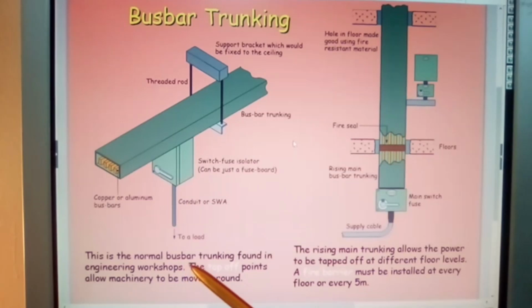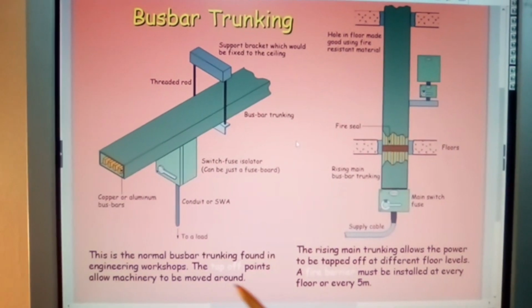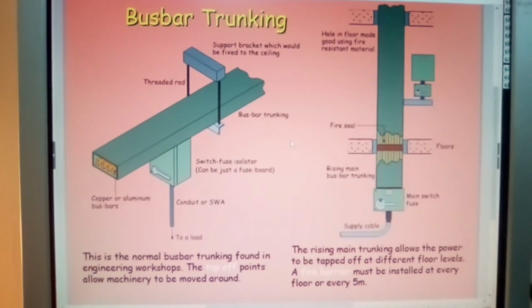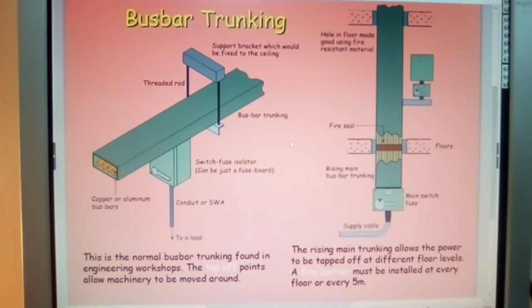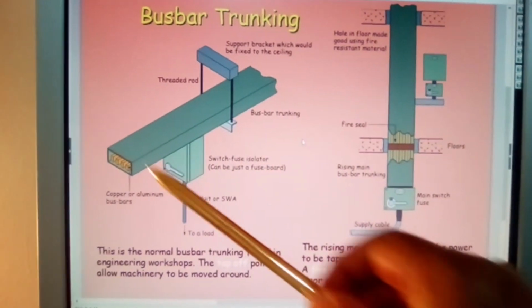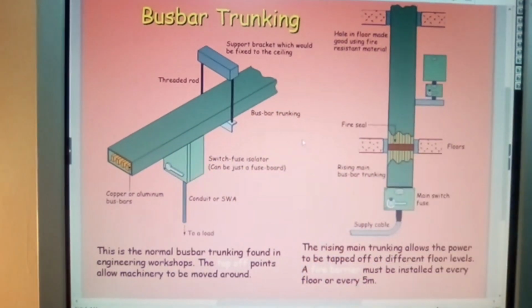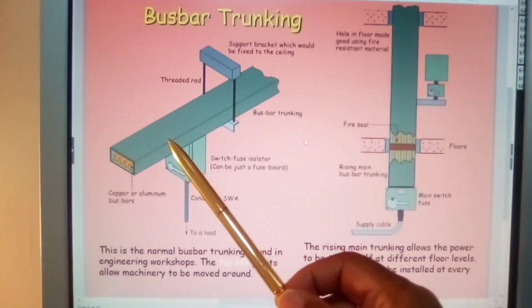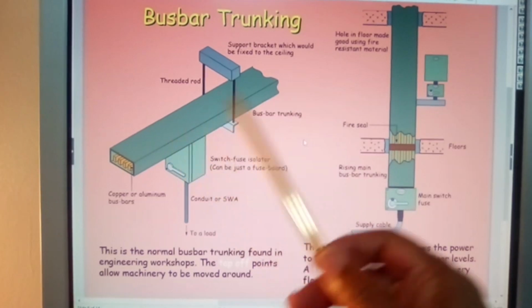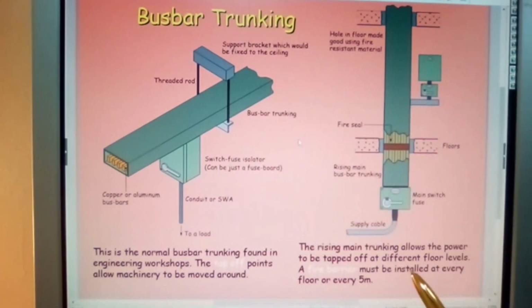This is the normal bus bar trunking found in engineering workshops. The tap off points allow machinery to be moved around. So what happens is that you can move machinery around from this and plug it in. So you will find that this bus bar would run the full length of your workshop, and there may be 3-4 rows of these bus bars within the workshop area.